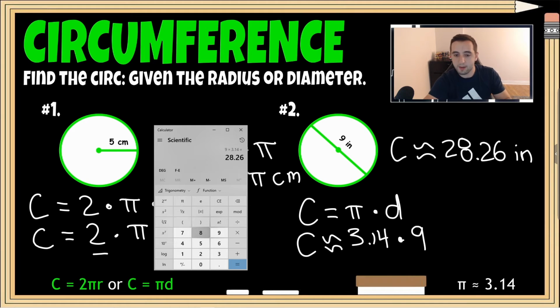Now, if I wanted to leave my answer in terms of pi, again, you wouldn't plug in 3.14 for pi, and you would end up getting circumference equals pi times 9.